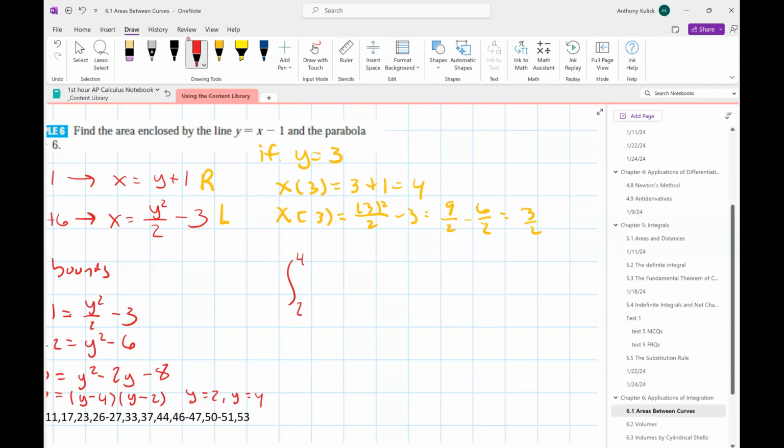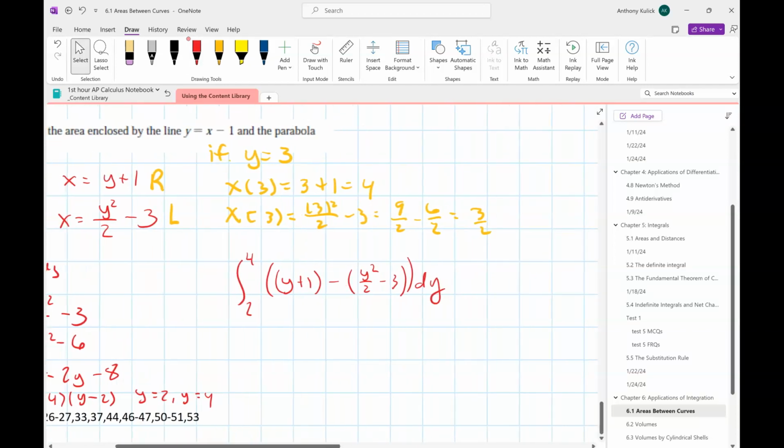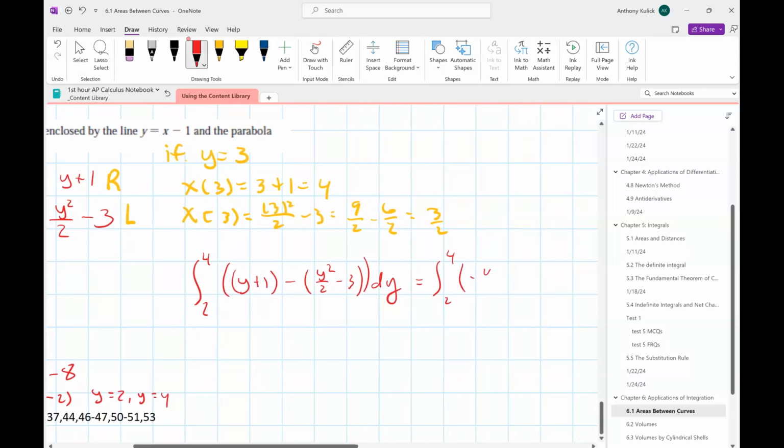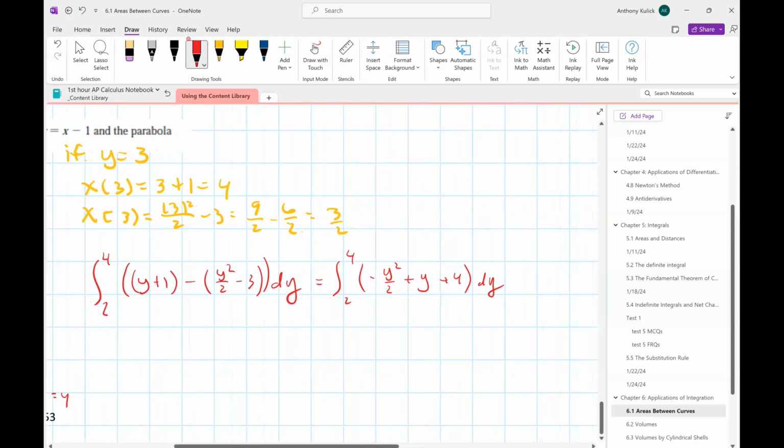Integrating from 2 to 4 of the right-hand function minus the left-hand function with respect to y. And let's do a little cleanup there before. So far, so good.